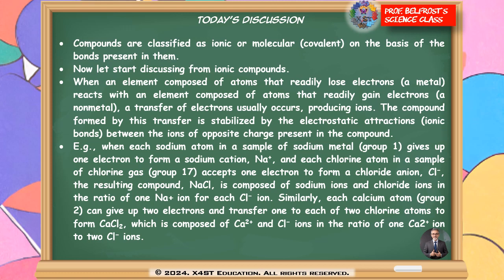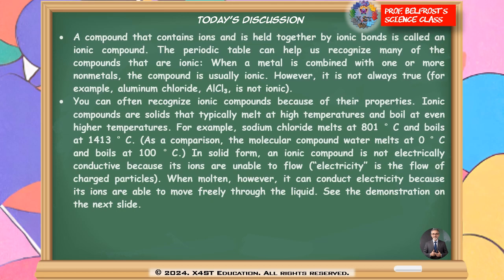Similarly, each calcium atom, group 2, can give 2 electrons and transfer 1 to each of the 2 chlorine atoms to form CaCl2, which is composed of Ca2+ and Cl- ions in a ratio of 1 Ca2+ ion to 2 Cl- ions. A compound that contains ions and is held together by ionic bonds is called an ionic compound.